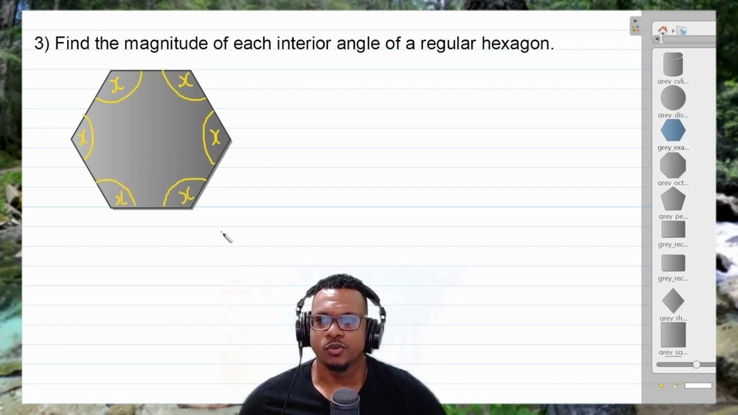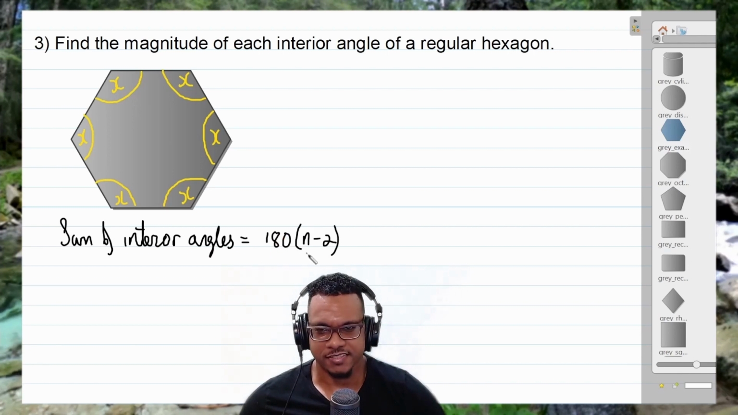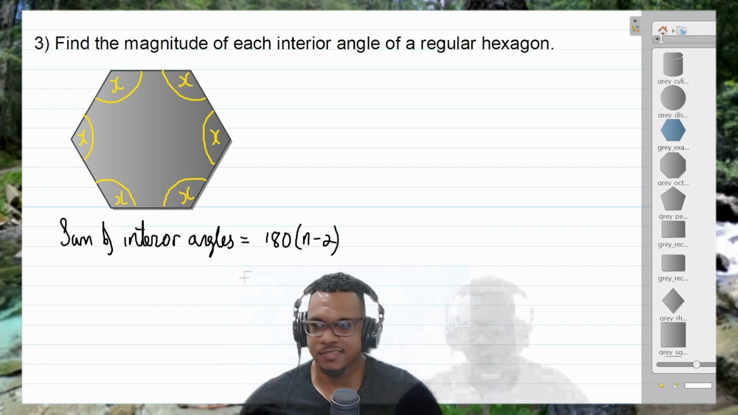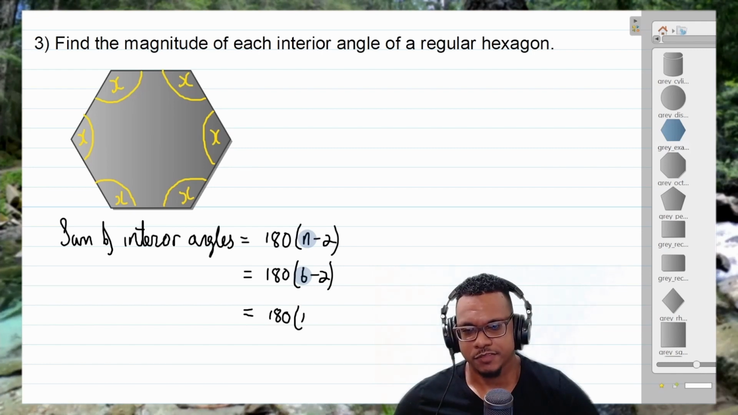So first I'll need to know what is the sum of the interior angles of this hexagon. So I have my formula for the sum of the interior angles as 180 times n take away 2, where n is the number of sides. And this hexagon has 6 sides. So I'll have my n being equal to 6. So now 6 take away 2 is 4. So I'll have 180 times 4. So that will give 720 degrees.